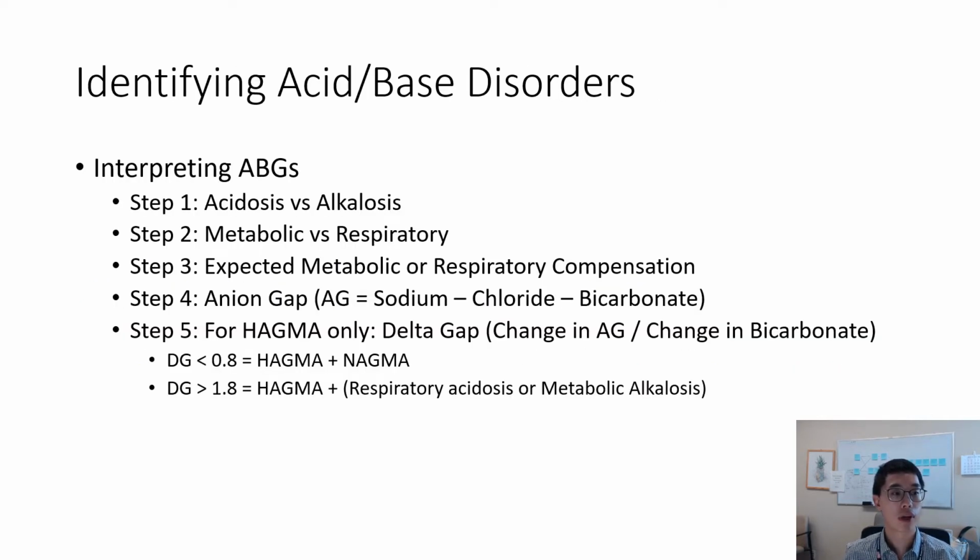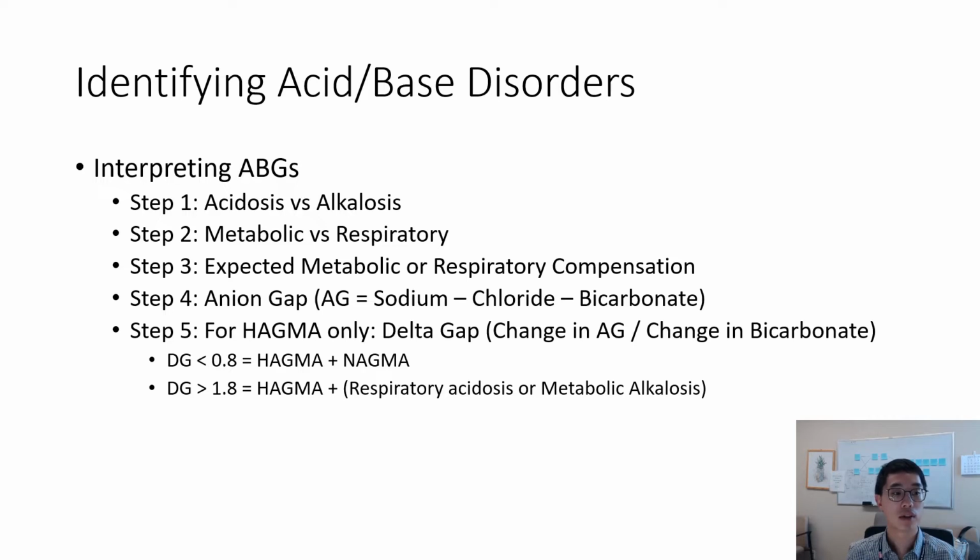So let's go through the steps to identifying acid-base disorders. The first is to identify whether you have an acidosis process or an alkalosis process. The second is to identify whether it's a primary metabolic or respiratory issue. The third is to calculate the expected metabolic or respiratory compensation. The fourth is calculating the anion gap, which is the serum sodium minus the serum chloride minus the serum bicarbonate. And the last step for high anion gap metabolic acidosis is to calculate the delta gap. And this is the change in anion gap divided by the change in bicarbonate. I'll go over these in the next couple of slides more in depth.